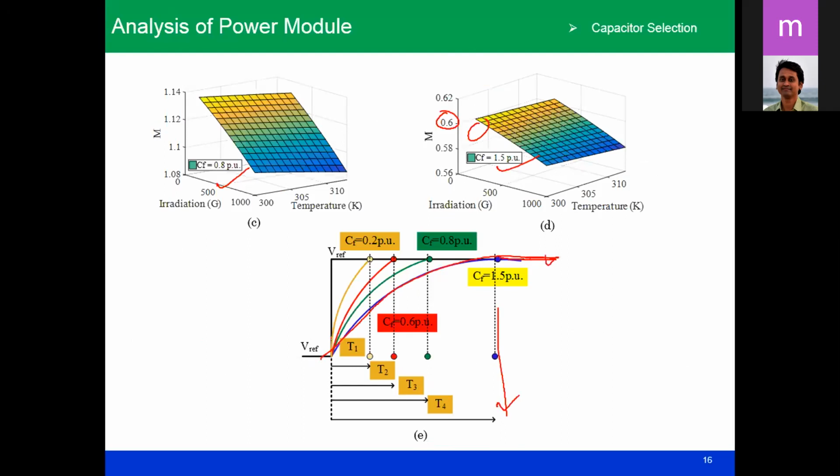And here, if you have a lesser amount of capacitor, you have faster tracking, and you can get the new VMPP in a very short amount of time. So this characteristic is required in photovoltaic power extraction. Generally this CF is recommended, but it has a problem.